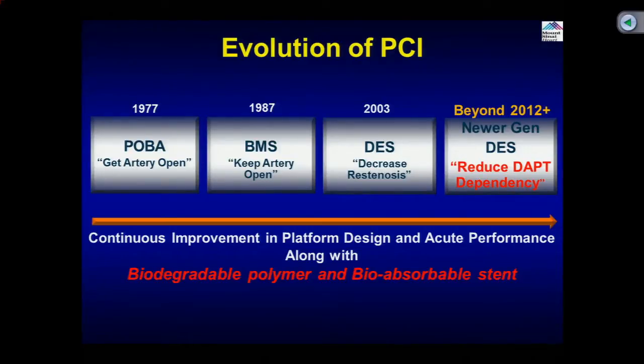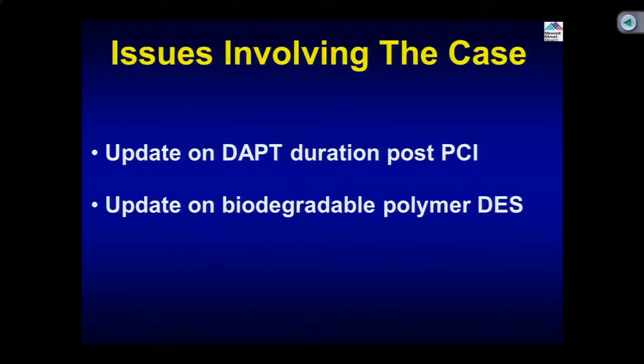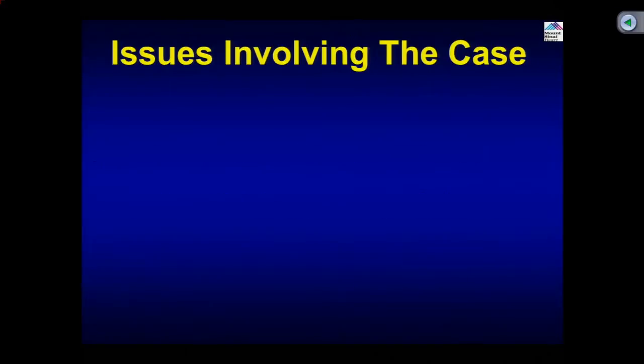And now with the newer DES design, the idea is to reduce DAPT dependency through the stent design itself: thinner polymer, thinner stent struts, but more importantly the biodegradable polymer and the bioabsorbable stent. Both will be the future for us in 2014 or 15 coming. Now I'll talk about two points quickly, knowing it's a very tough case. I will try to finish in 10 minutes, knowing the slides are always available. One is DAPT duration, and secondly the biodegradable polymer DES.